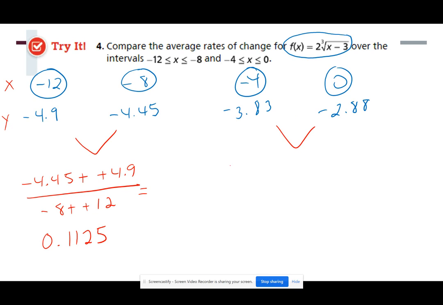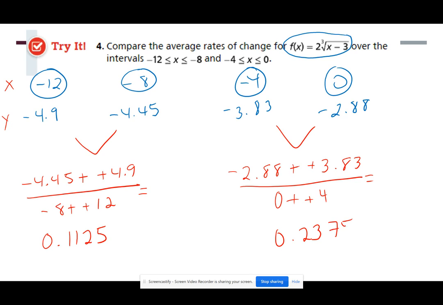So again, my y2 is negative 2.88 minus my y1 is negative 3.83, over x2 minus x1. And again, double negatives, I'm going to make them all positive. So when you go ahead and you solve this, you should end up with 0.2375. All right, so we want to compare these two.